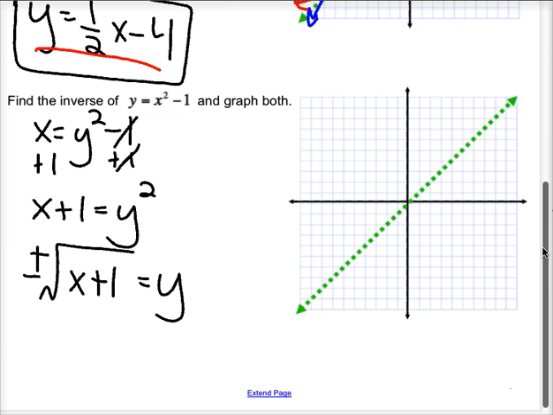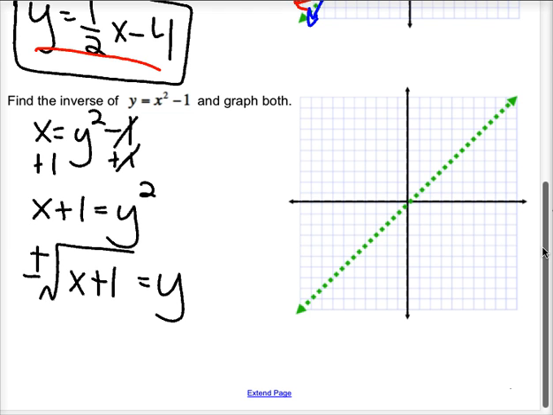Now, when you get something that looks like this with a plus and minus, this actually won't be a function. So this time, the inverse, we can call it a relation. Everything is a relation, but this time it's not actually a function. Because of that plus or minus, we're going to get a shape that does not pass the vertical line test. And graphing this, we're going to have to talk about graphing this too.